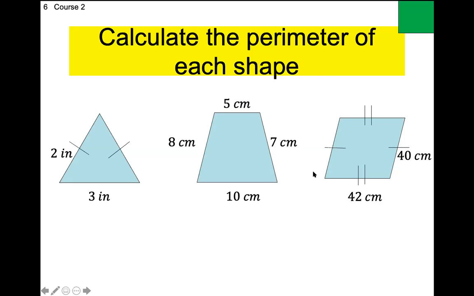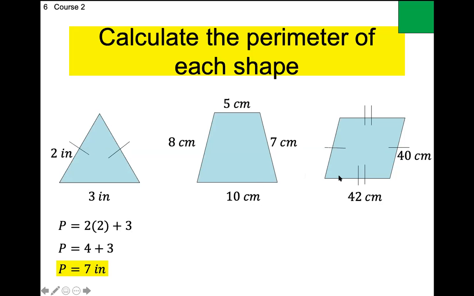All right, Jace, what is the answer to the first one, the triangle? What is the perimeter? 7. Jace says it's 7. He knows it's an isosceles. 2 plus 2 is 4 plus 3 is 7. It's in inches, Jace, so make sure you put inches.